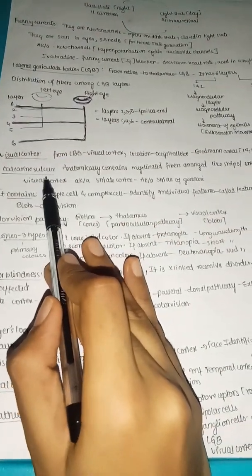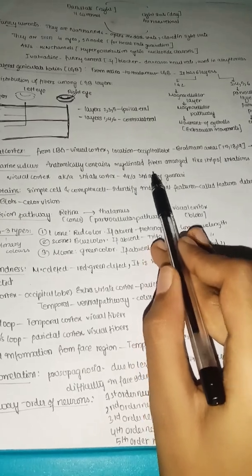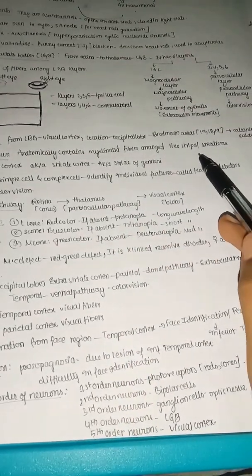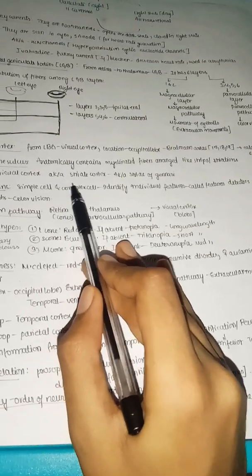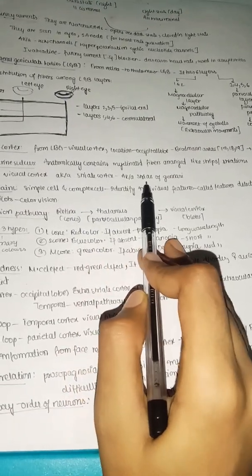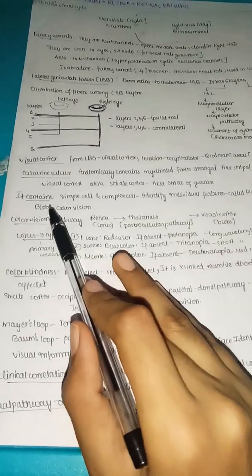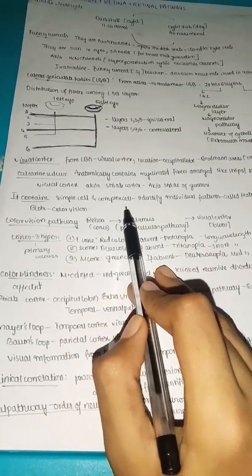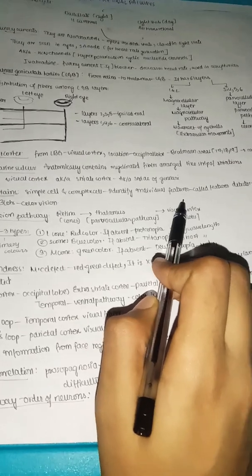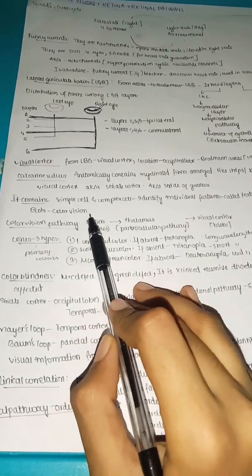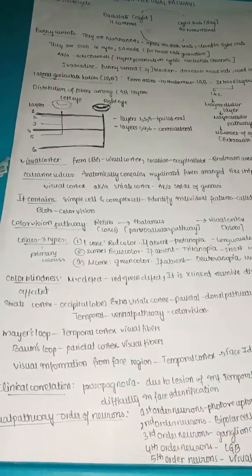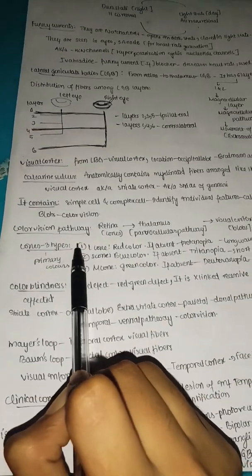And the calcarine sulcus anatomically mainly contains the myelinated fibers, and these are arranged like strips or striations in the visual cortex. So these are also called as striate cortex, or also known as striae of Gennari. And it contains the simple cell and complex cell, and identifies the individual features called feature detectors, blobs, and useful mainly for color vision, because we can identify different features of course in the presence of color only. Now let us see the color visual pathway.